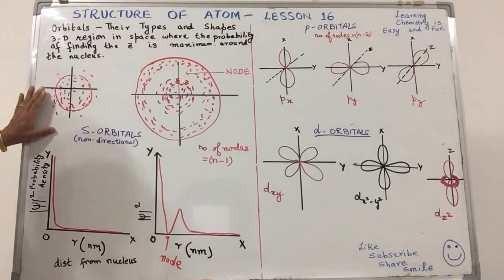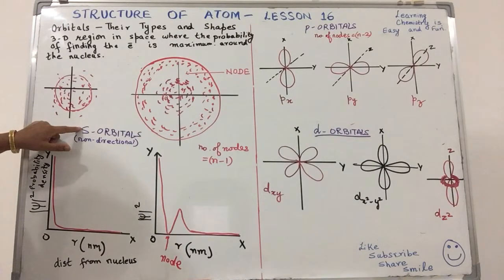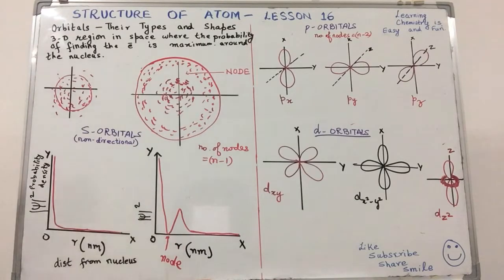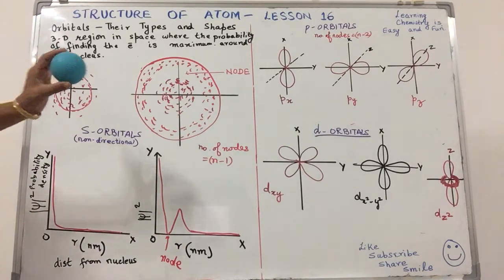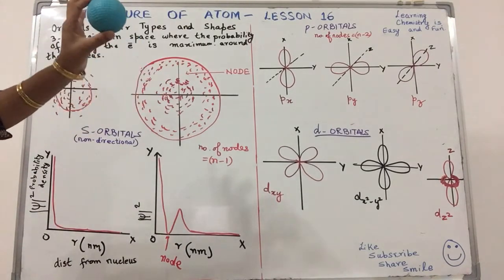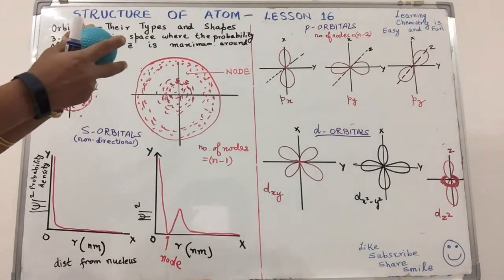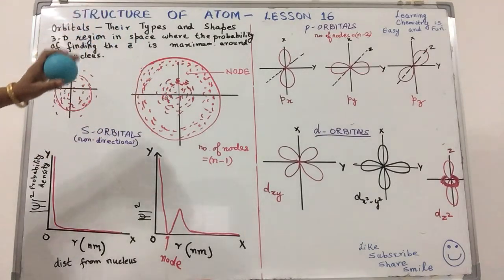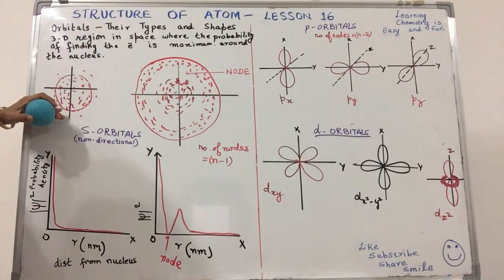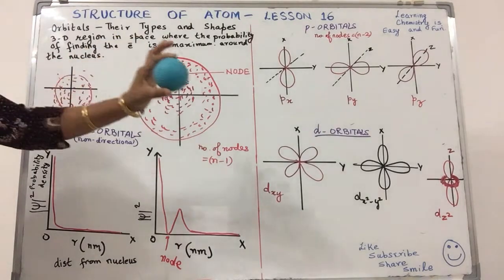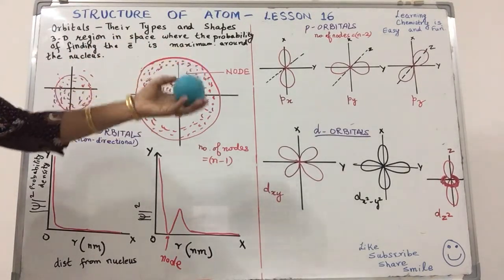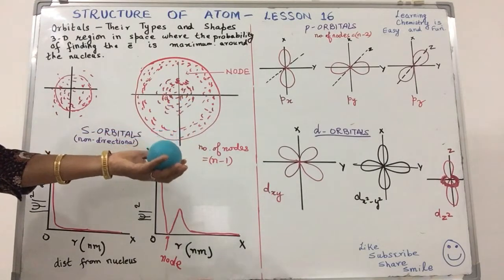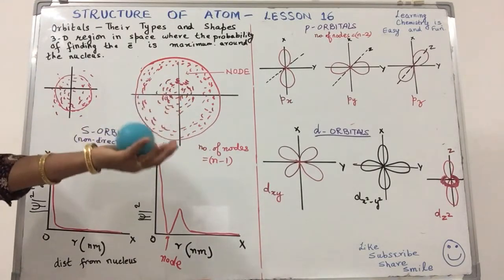Coming to the first set of orbitals called the S orbitals. S is nothing but sphere, right? So an S orbital is nothing but spherically symmetrical. Here I have represented a two-dimensional representation, but it is actually a three-dimensional structure. So that is why we are taking a ball as an example of a spherically symmetrical object.